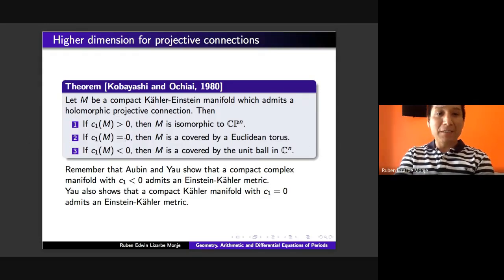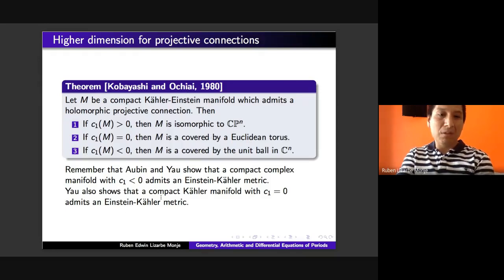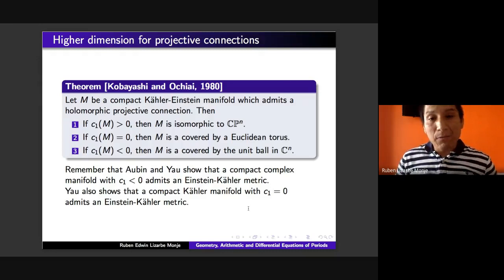If the first Chern class is equal to 0, then M is covered by a Euclidean torus. If the first Chern class is negative, M is uniformized by the ball. The Einstein condition is not necessarily needed, because remember that Aubin and Yau showed that a compact complex manifold with negative first Chern class admits a Kähler-Einstein metric. Yau also shows that a compact Kähler manifold with the first Chern class equal to 0 admits a Kähler-Einstein metric. It is necessary only for the positive first Chern class.